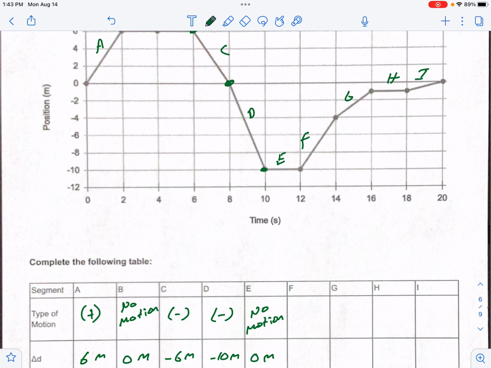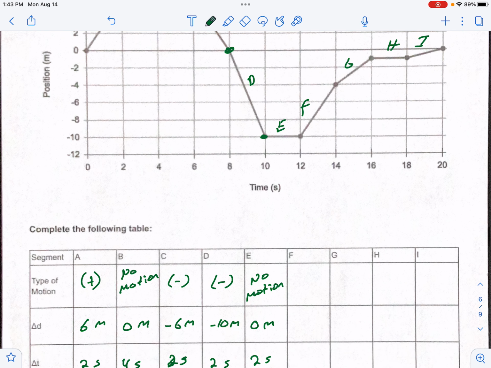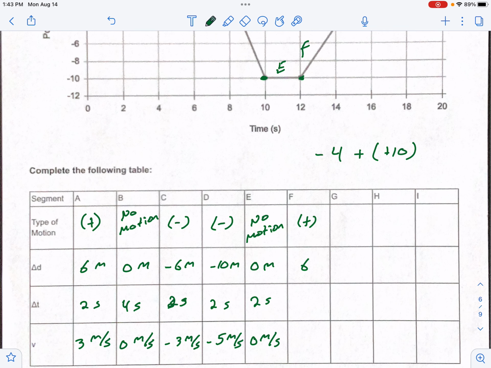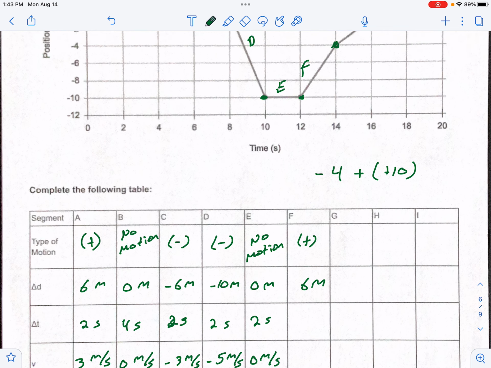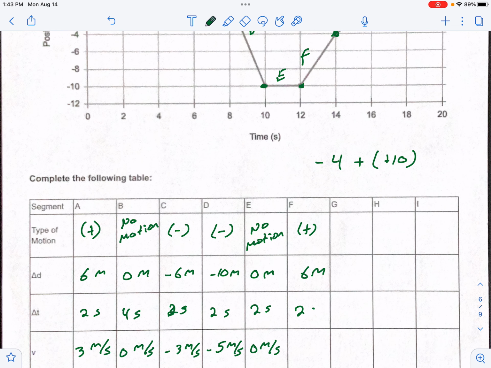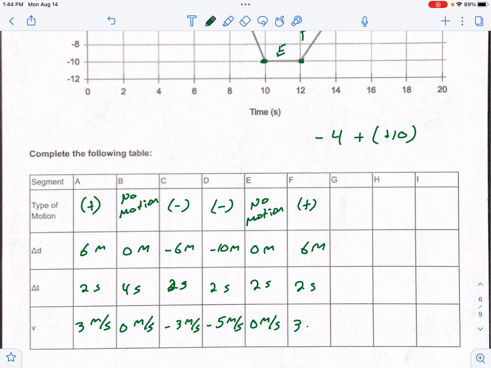Line F, we're going back up. So this is going to be a constant positive motion. And we're going to look at our displacement. Our final position was negative 4. So I'm going to write this one out. Negative 4 minus, we were at a negative 10, so minus a negative 10. When you minus a negative, you're going to get a positive. So negative 4 plus 10 is going to give me a positive 6. So 6 meters. And that took us 2 seconds. So 6 divided by 2 is going to give me 3 meters per second.